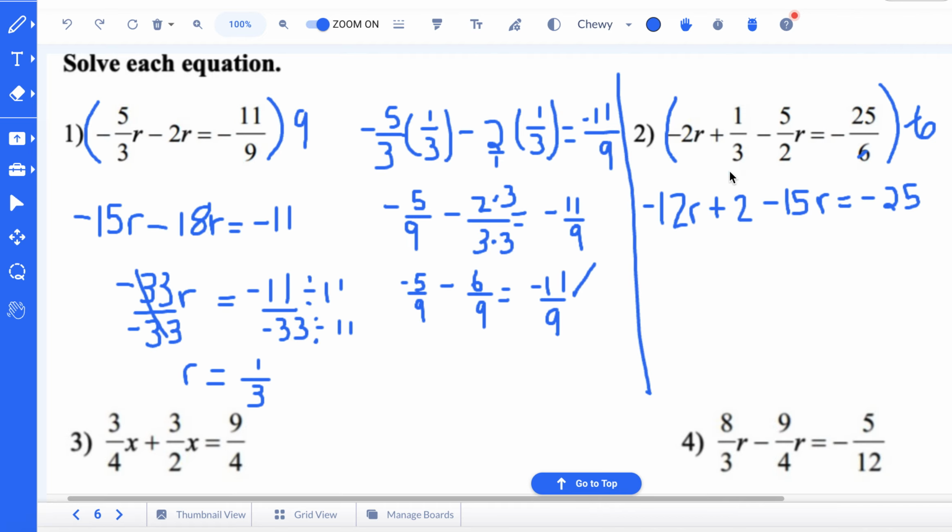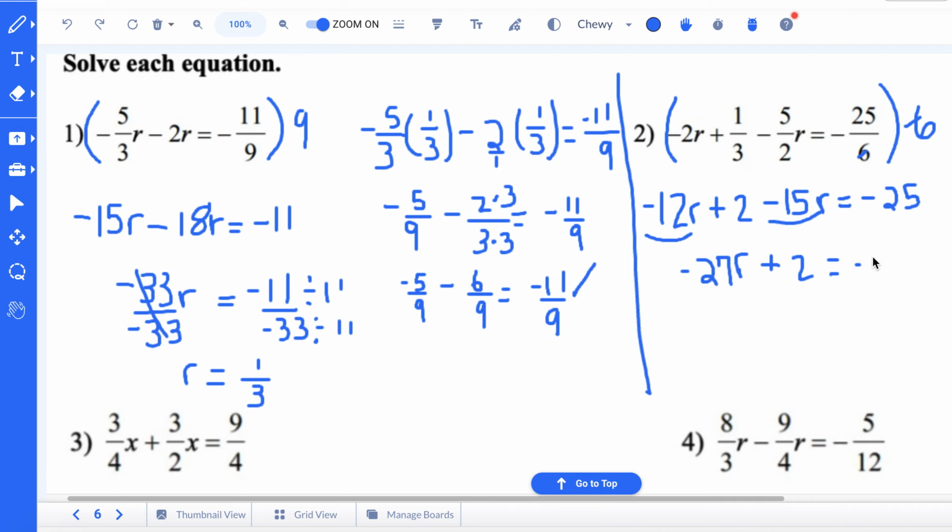All right, so now my equation does not have any more fractions, so now I'm going to combine like terms. So we have negative 12r and negative 15r. Those are like terms because they both have a variable. So I am going to combine the coefficients, so that is negative 12 minus 15, and that gives me negative 27r. Remember, I have that plus 2, so I'm going to write it down. And that is equal to negative 25.